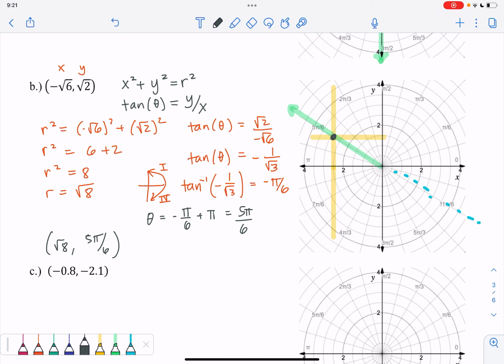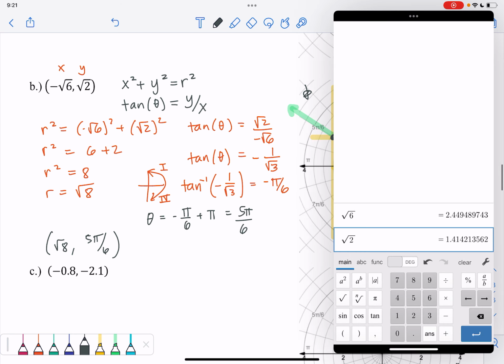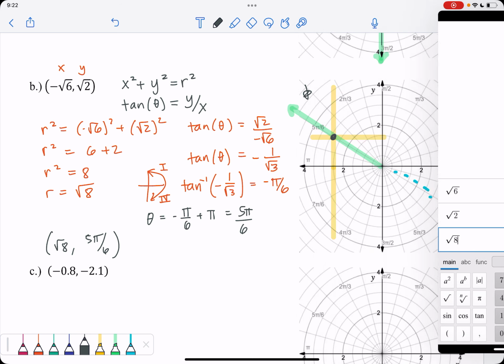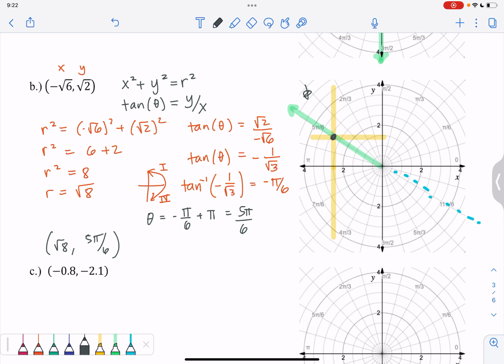Am I at 5 pi over 6 for my angle? I am. And what about root 8? So let's find out what root 8 is. 2.8. So am I at about 2.8? Let's see. Here's about 1, 2, 3. So yeah, that's about 2.8. And one thing that we can do is write this as 2 root 2 because we often want to simplify. So if you're feeling like a stickler, there we go.